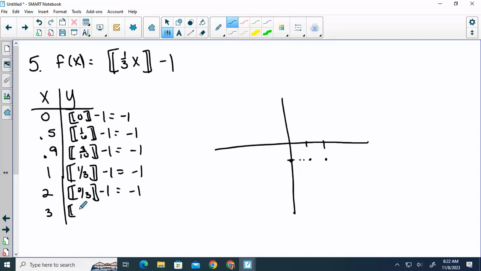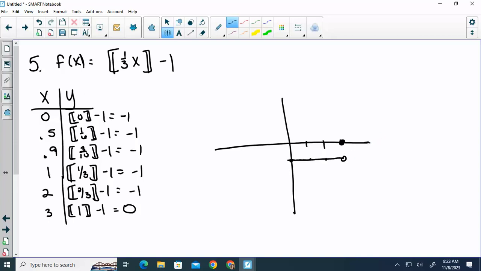1/3 times 3 is 1. Greatest integer of 1 minus 1. Okay, because this number inside my greatest integer was a perfect integer itself, that tells me it's the beginning or end of a step. So when I put in 3, we get 0. So that means we are on this step up until that point. So it gets an open circle.